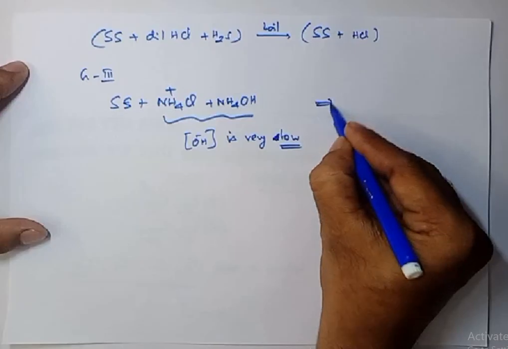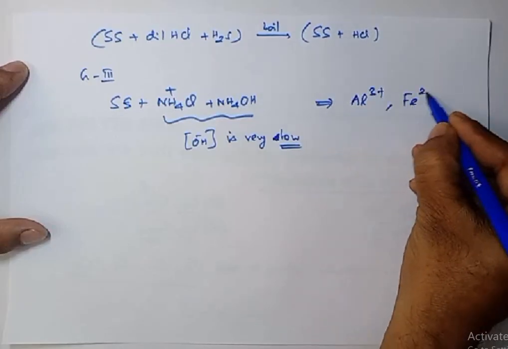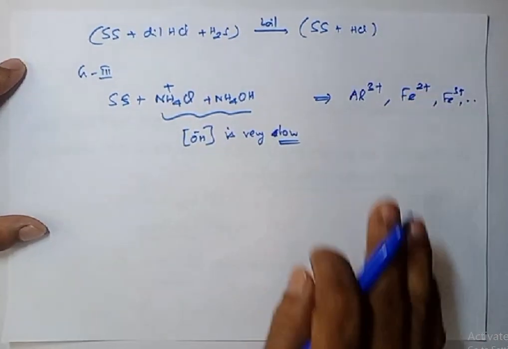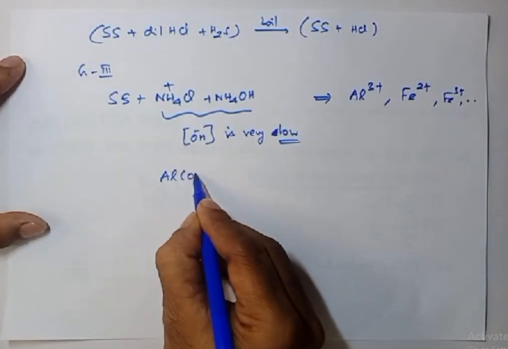Which are the metal ions? See, aluminium ion Al3 plus, ferrous ion Fe2 plus, ferric ion Fe3 plus, etc. Only these metal ions get precipitated. Why? I'll give the solubility product values of these hydroxides.